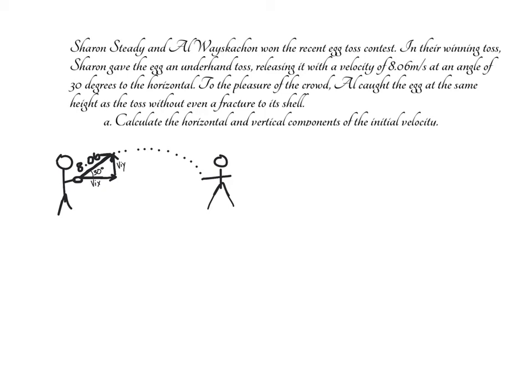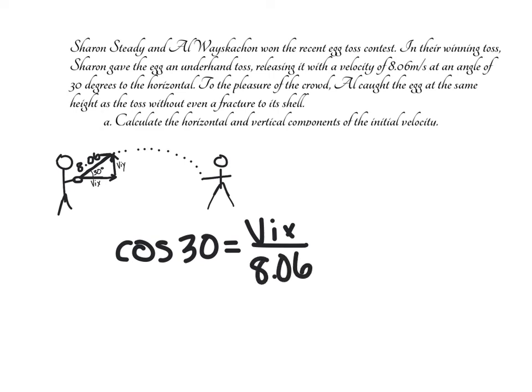They give us that it is a velocity that is launched at an angle, so you can see the picture that I've drawn there. The first part says that we need to calculate the horizontal and vertical components of the initial velocity. That's the first thing you do with all launching at an angle problems. So I need to find my VIX and my VIY. I do that by doing cosine and sine. So if I do cosine of 30, that would give me my VIX, and it's over 8.06, and then if I do sine of 30, that would give me my VIY.